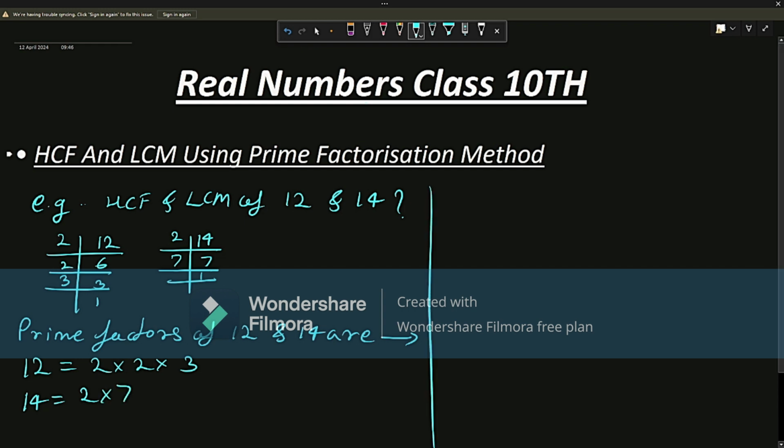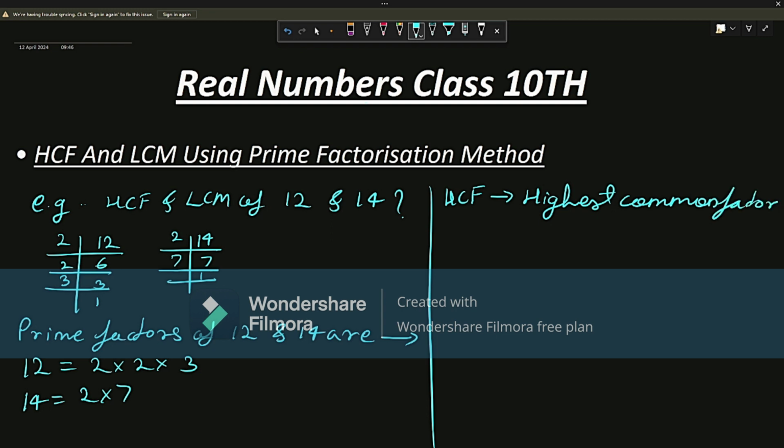Now, in order for you to find HCF and LCM, you need to know what HCF is. HCF is the highest common factor, and LCM is the lowest common multiple. Now there's a short trick that you need to remember, so this will simplify things really easily.